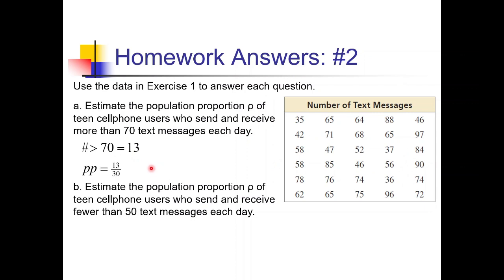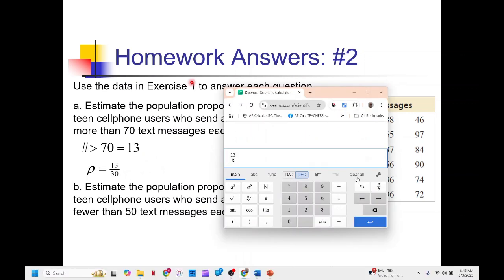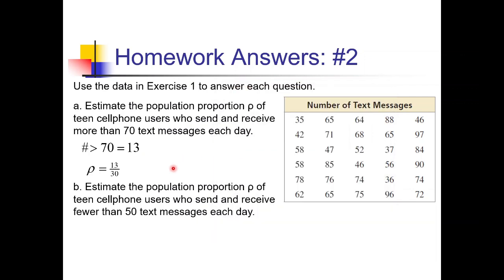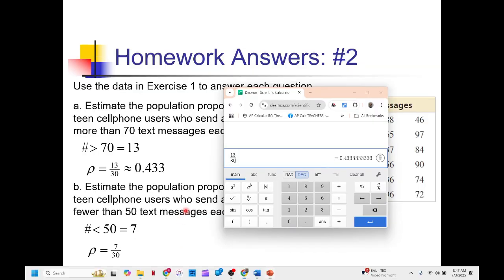So that means we have 13 over 30. And then let's plug that in. So 13 divided by 30, that ends up being about 0.433. So that's our estimation of the population proportion for this particular measure. Now let's do the under 50s. So we've got 1, 2, 3, let's see, we got 4, 5, 6, 7, and that looks like that's it. So we have 7 of those, so 7 over the 30 total. And then again, let's plug that in our calculator. So instead of 13 over 30, we've got 7 over 30, which is 0.233.